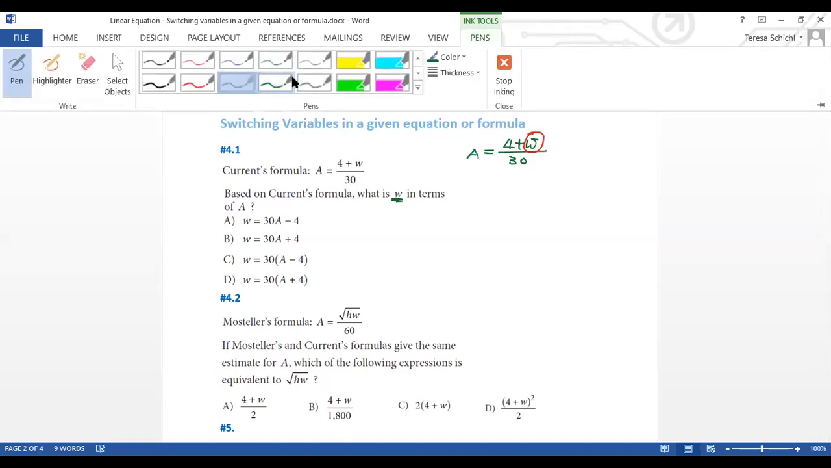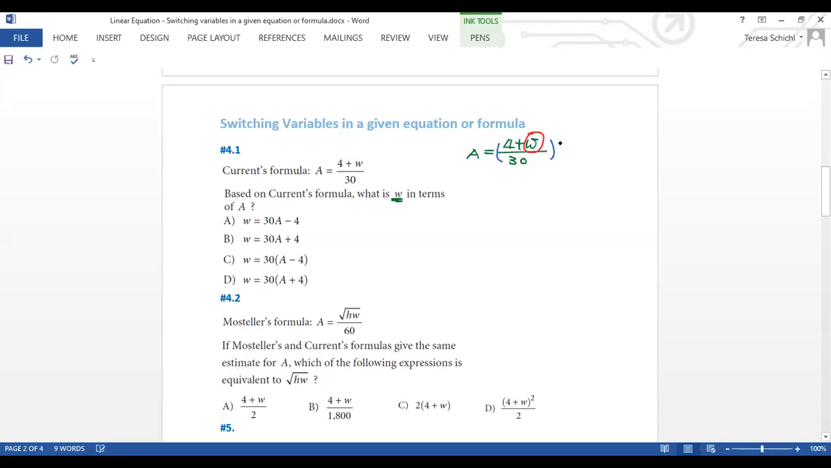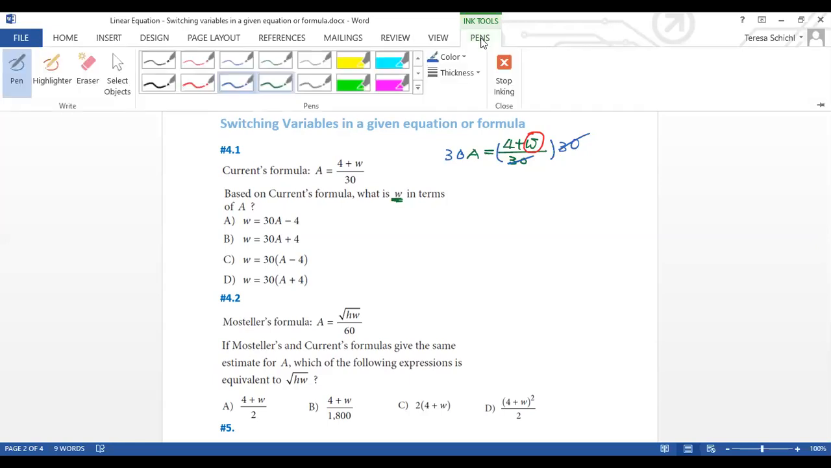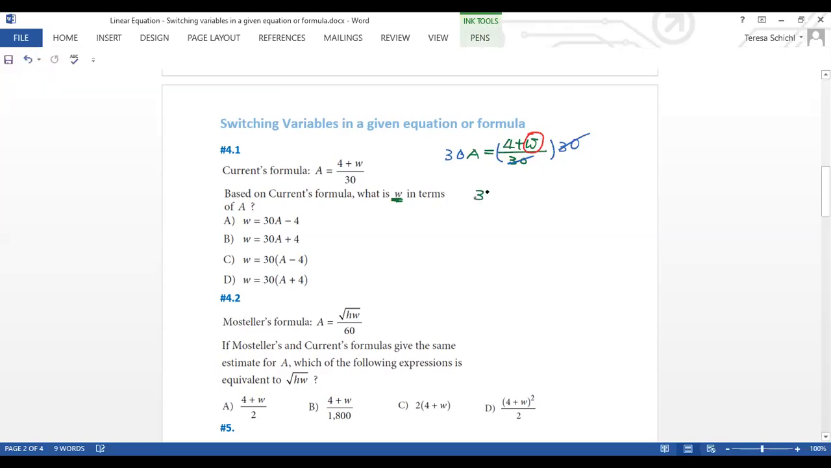So what do I need to do? I need to multiply by 30 on both sides. The reason I want to multiply by 30 is that then I can cancel this. So what I have here is 30A is equal to 4 plus W. Now you subtract 4 from both sides. So what does W give you? 30A minus 4. Good. So what is the answer here? It's an 8 here.